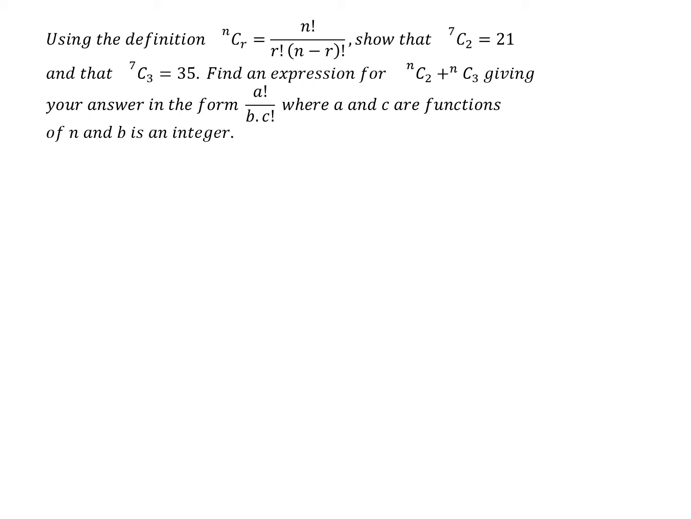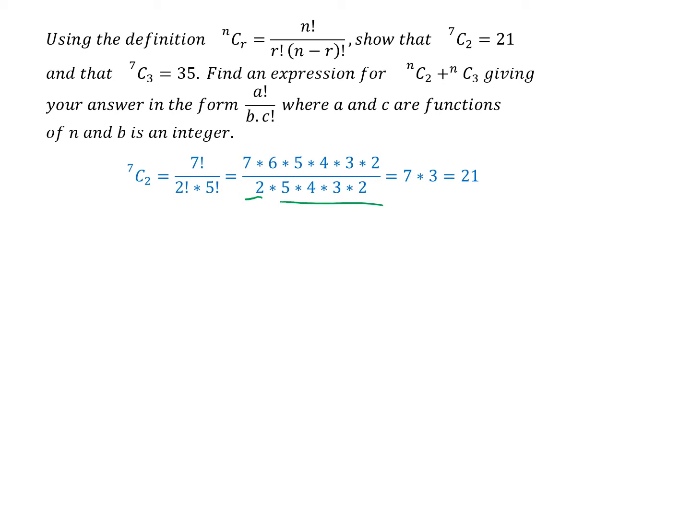The first part of the question asks us to confirm that 7C2 is 21. So this involves putting 7 for n and 2 for r. When I do that, I get 7 factorial over 2 factorial times 5 factorial. 7 factorial is on the numerator there, this is 2 factorial, and that's 5 factorial. I'm not doing any multiplying before I do some cancelling, so I cancel out as much as I can. That goes into 6 3 times, so I'm left with 3 7s, which is 21.